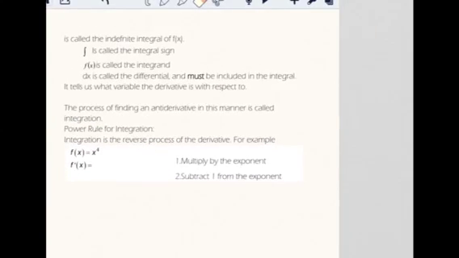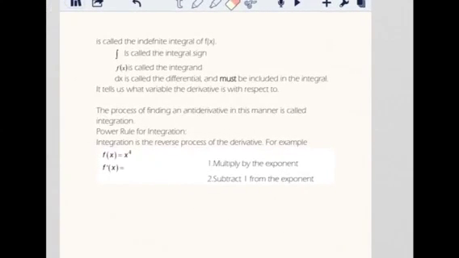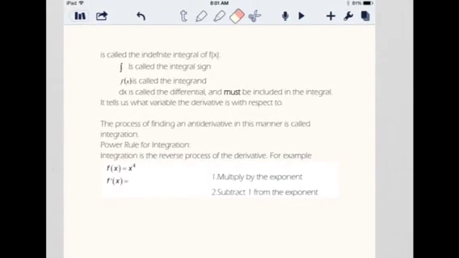Continuing on. In that expression, the integral of f of x dx is called the indefinite integral of f of x. The elongated S-looking symbol is called an integral sign. F of x is called the integrand. Dx is called the differential and must be included in the integral. It tells us what variable the derivative is with respect to.